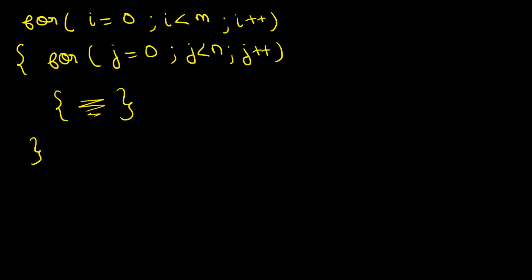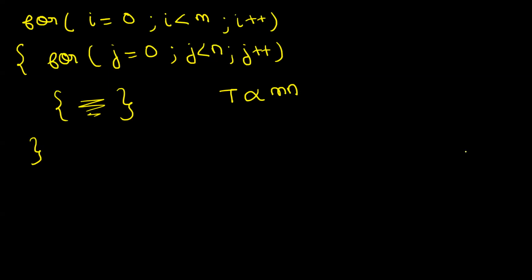M into N. Okay. How did I say that? These two loops are nested. So the outer loop runs for M times and the inner loop runs for N times. So what is the total time taken? M into N. So the time will vary with M into N. Okay.